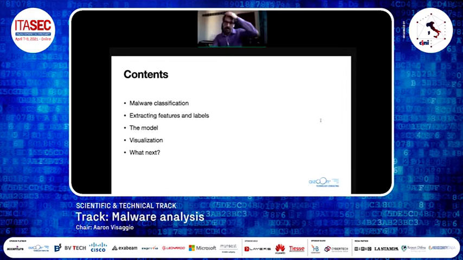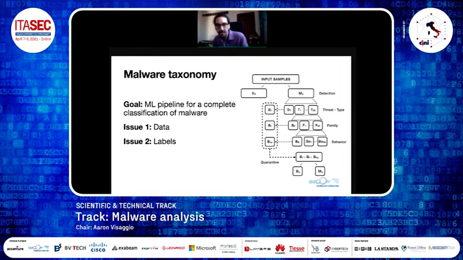So we are interested in malware taxonomy. What we want to do is a preliminary work where we provide a framework to help analysts in the first inspection of a suspicious sample. The idea is the pipeline depicted here: it takes as input a sample and goes through a first stage of detection. Of course, we want to be able to distinguish between malicious and not malicious software.